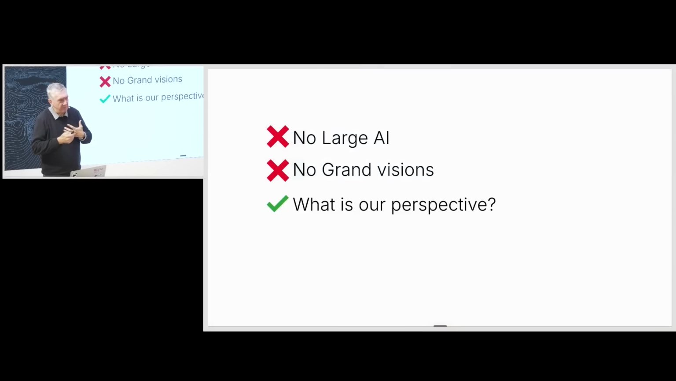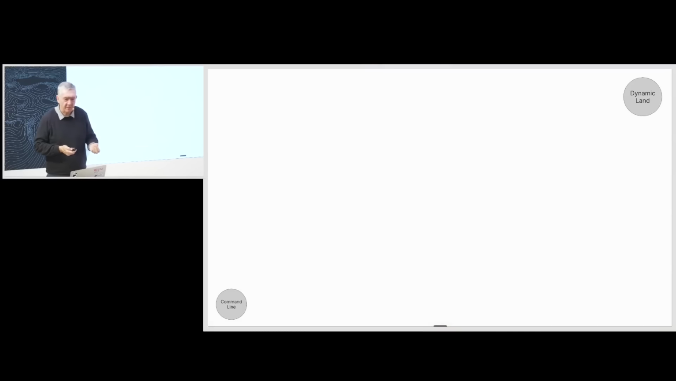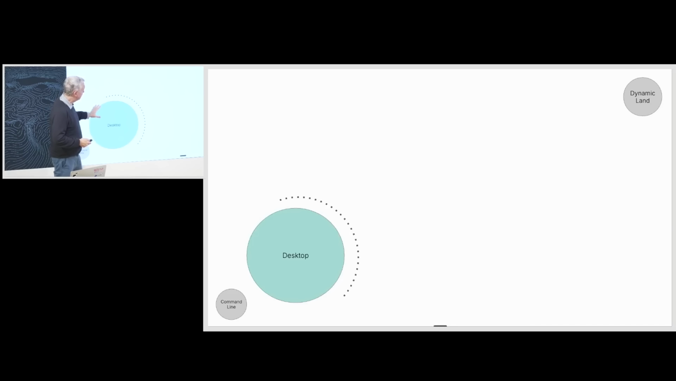I just want us to have a little perspective as to how we want to think about what it means to be a better desktop UX. So think about it this way. We've got the command line down here. We've got Dynamic Land up there. Well, what's the desktop? Well, the desktop is right about here. So my point is, how do we just grow it a little bit, right? Just go out a little bit there.